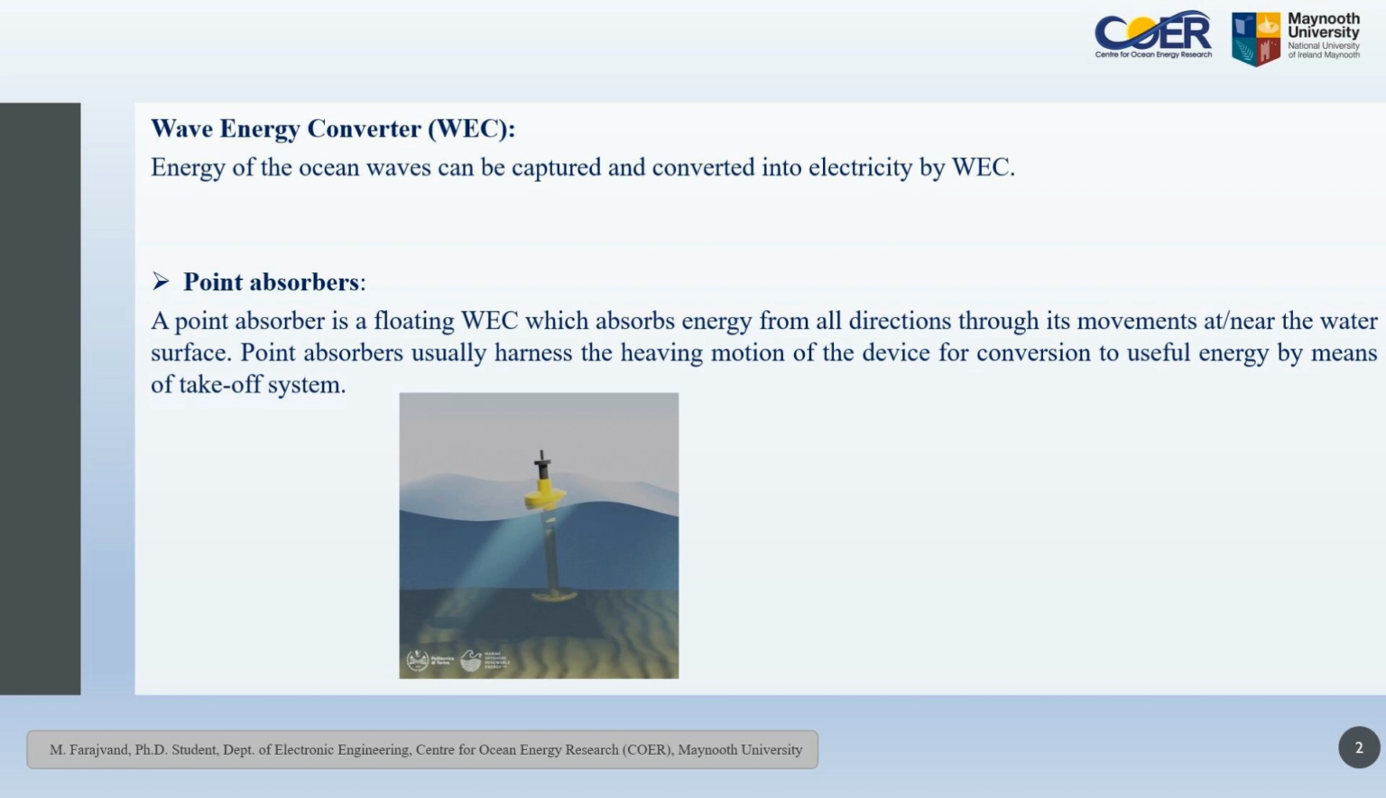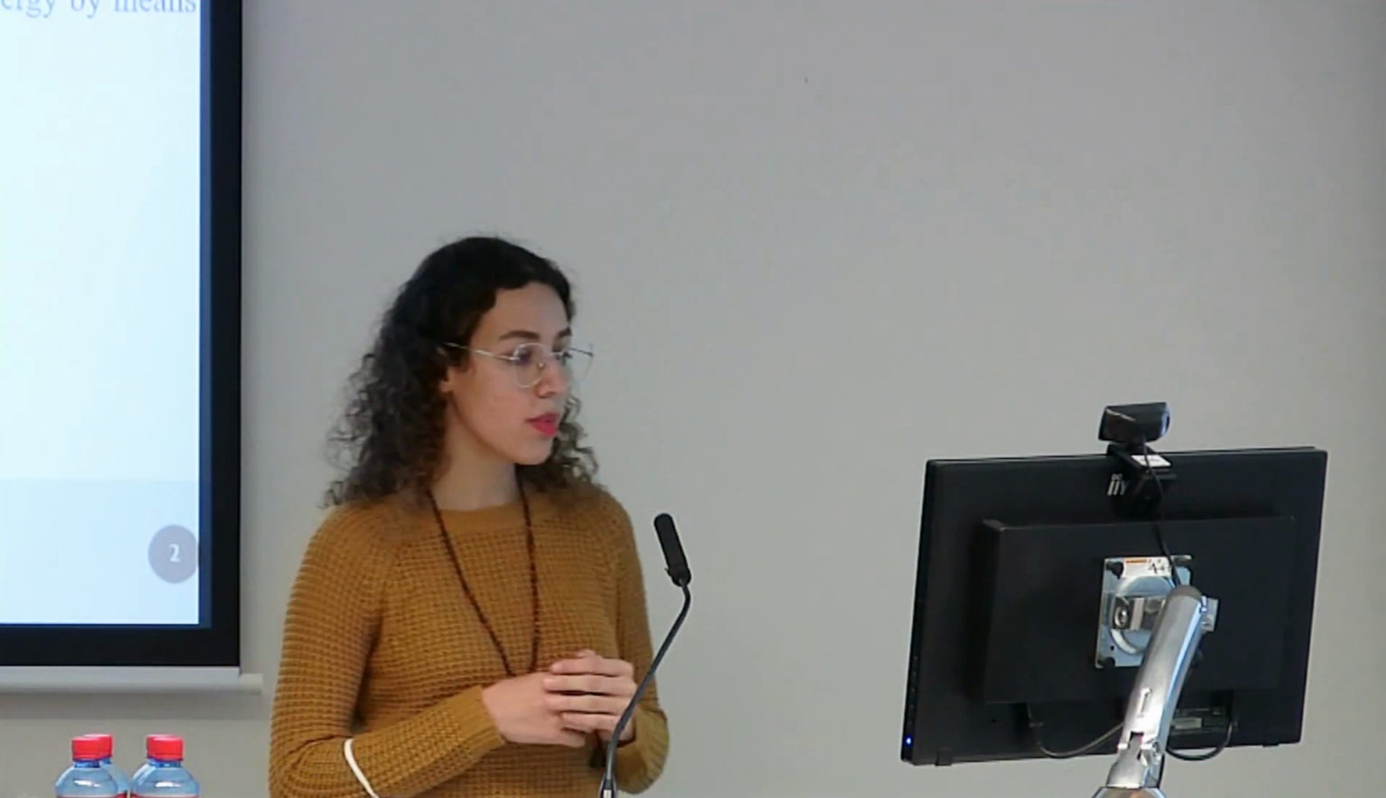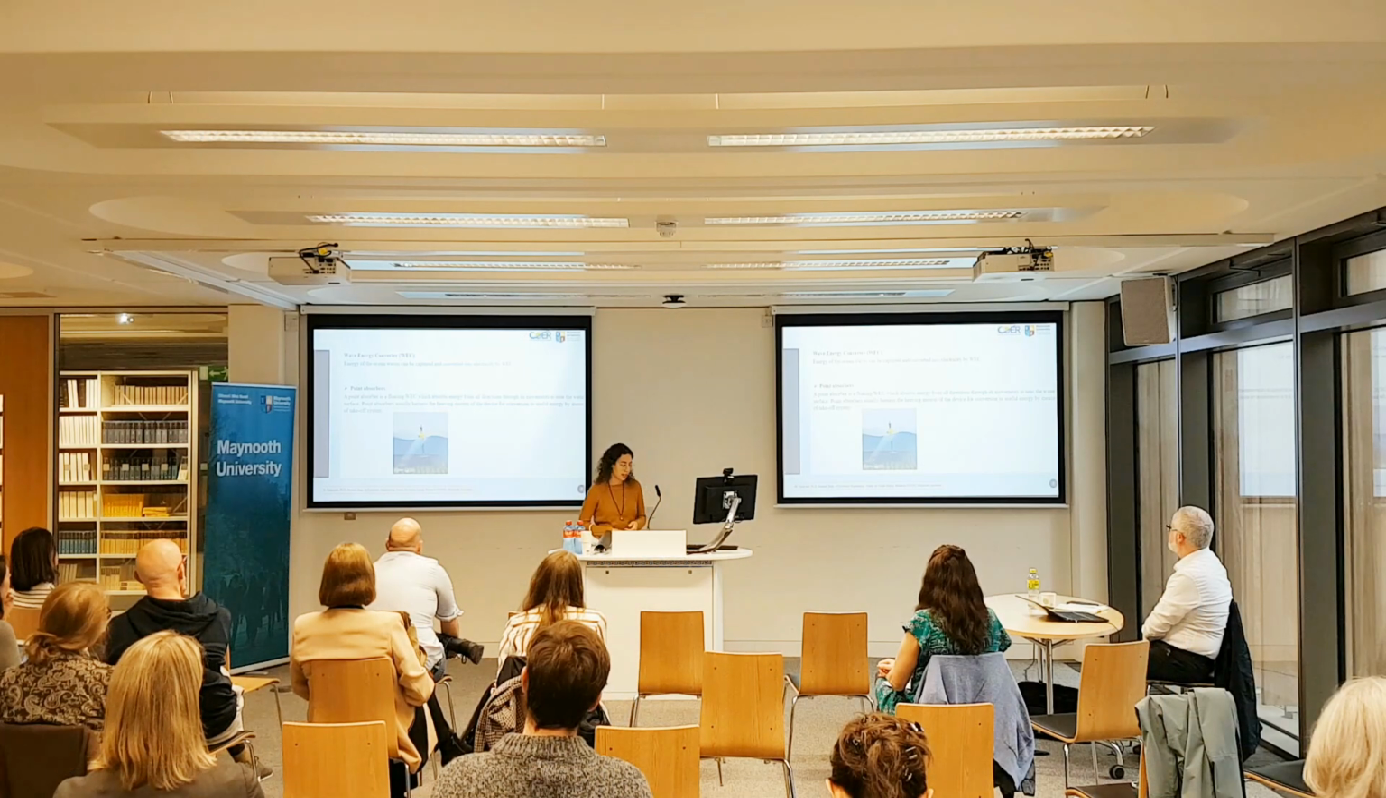The devices which capture energy from ocean waves are called wave energy converters. There are loads of different types. One specific type is the point absorber. This device, as you can see, is a floating structure, and with the movement of the water near the surface, it moves, and then there is a power take-off system which converts the mechanical energy to electricity.